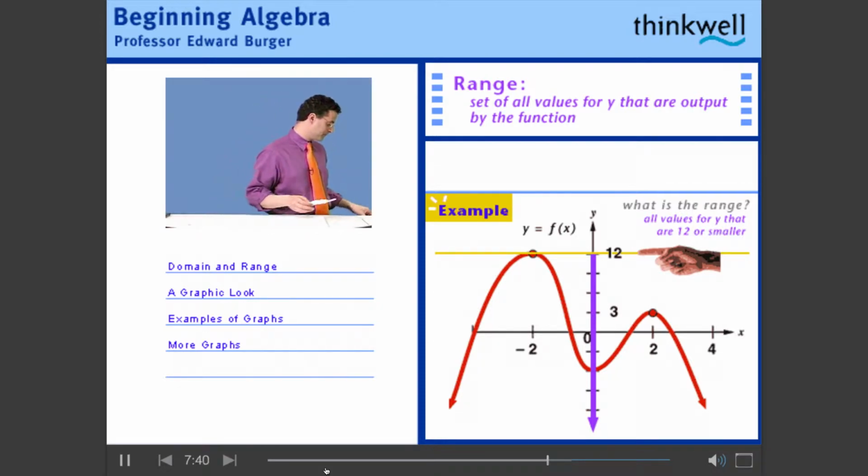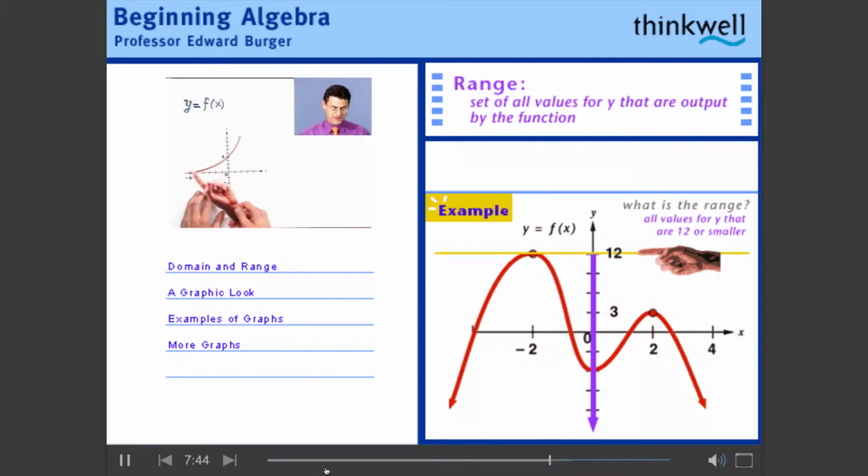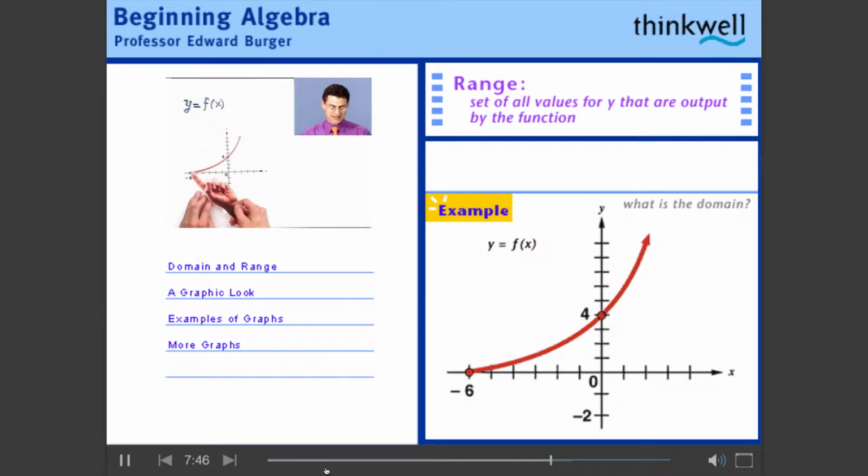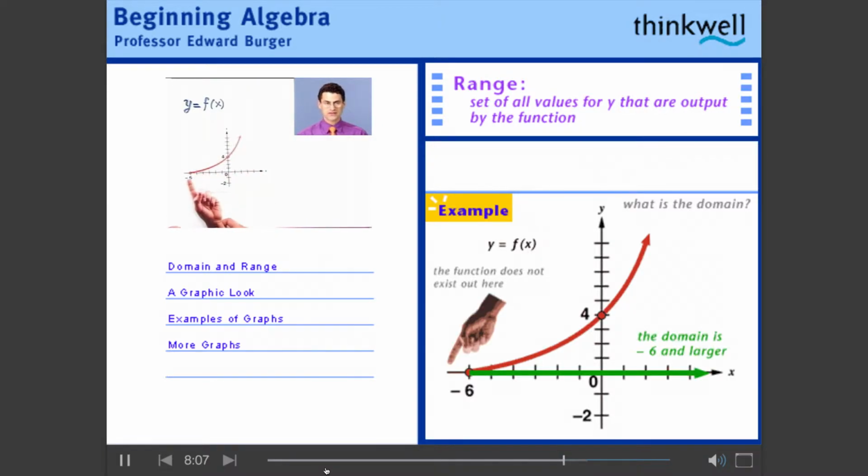Let's try another one. Here's a function that's actually a little bit peculiar, but they really do happen. This function just sort of starts right at -6, doesn't exist even before that, and then zips up. So what's the domain of this? Well, the domain, you can plug in any of these values here, and this keeps going up, but you can't plug in -7, because -7, the function's not even there anymore. So in fact, here's an example where the domain is actually not all the x values, it's just the x values from -6 and larger. From -6 and larger.